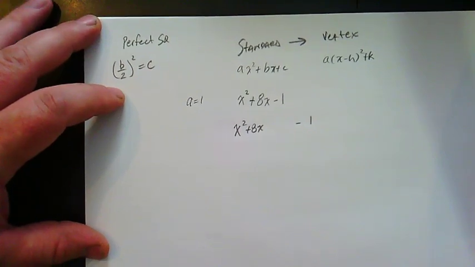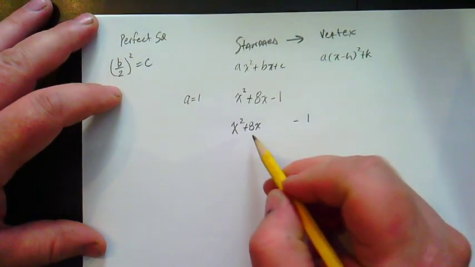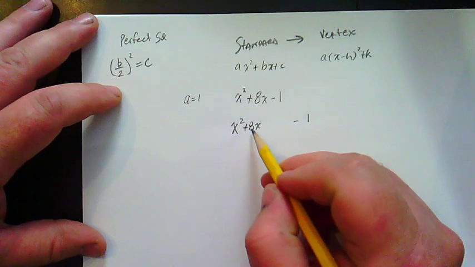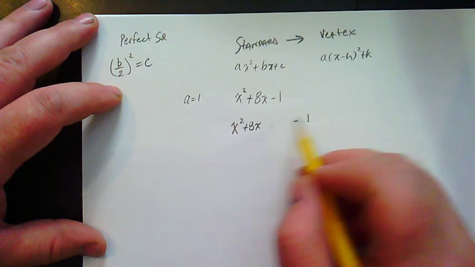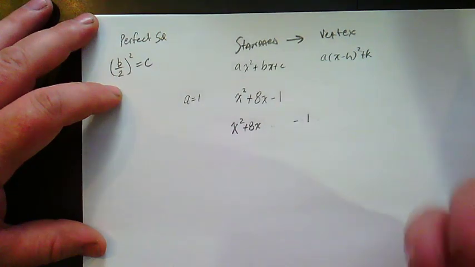We rewrite it and we leave space, right? Rewrite it, leave space. And then what we have to do, we have to take half of this number, square it, and add it here and subtract it here. We're adding and subtracting from the same side so that it's still equal to what it was before.